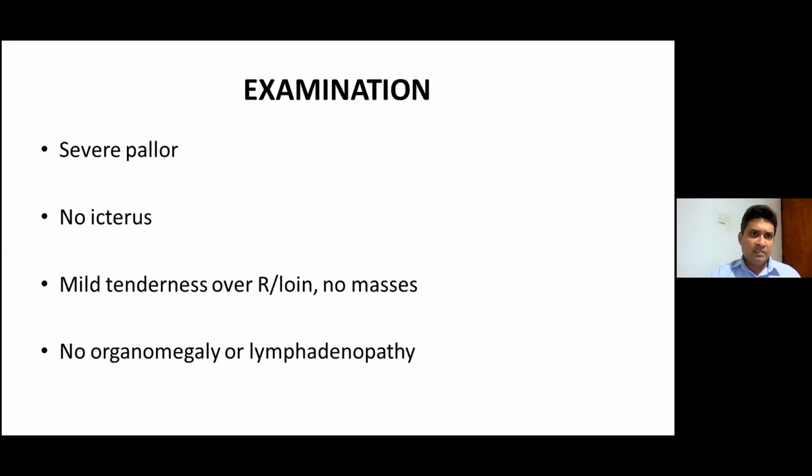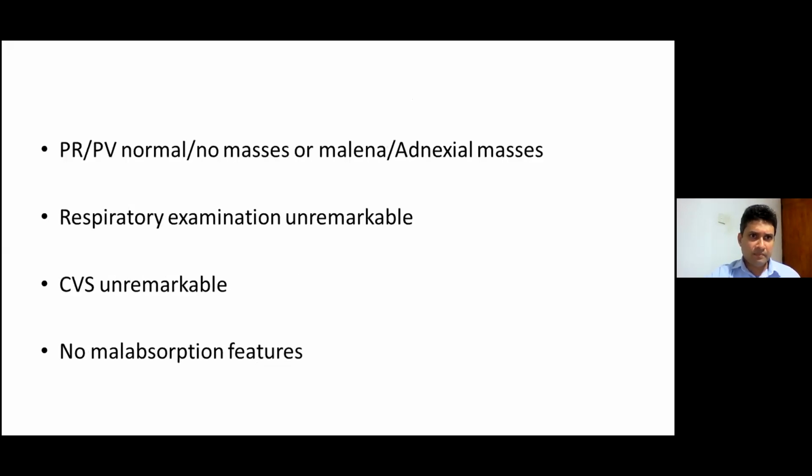So during examination, she was severely pale, but there was no icterus. And she had mild tenderness over the right loin, but there were no palpable masses in the abdomen. There was no organomegaly, and no lymphadenopathy as well. The per-rectal and per-vaginal examinations were normal. We couldn't detect any melena.